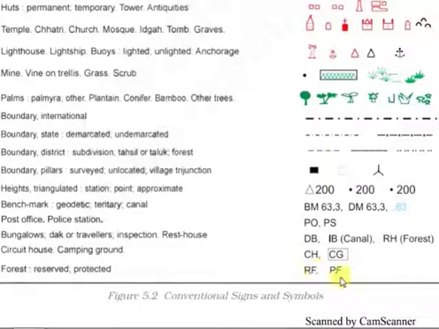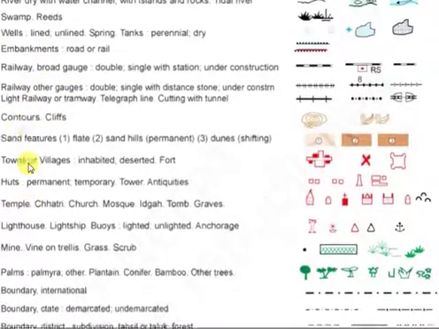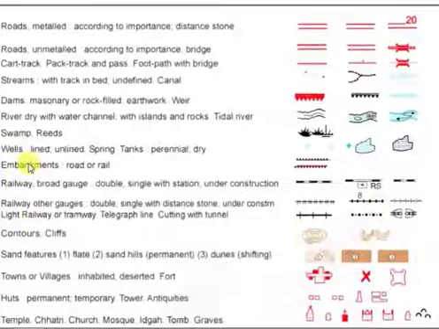So these are the symbols which are particularly used in topo sheets for defining a certain type of land feature or artificial feature. This is what you have to keep in mind whenever reading a topo sheet.